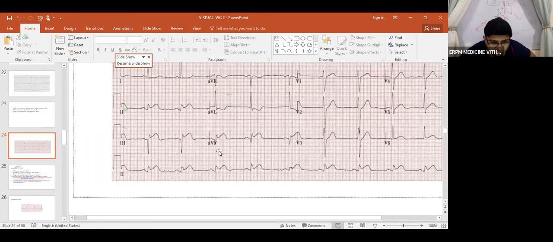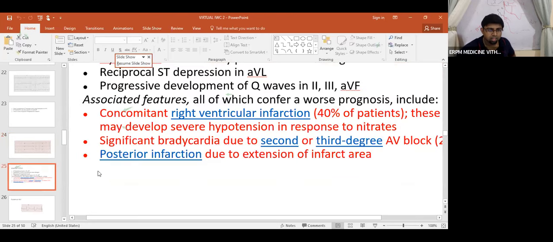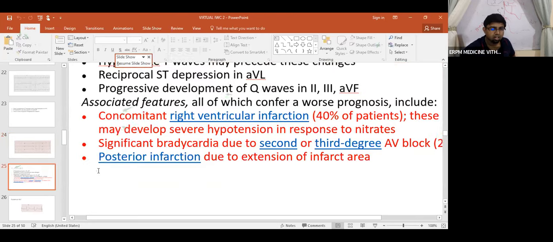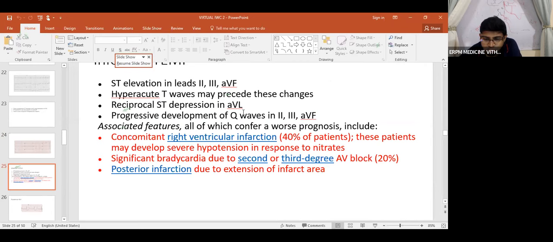Are you all okay? Inferior MI. Yeah, ST elevation. So what is inferior MI? There is ST elevation in lead 2, 3 and AVF.